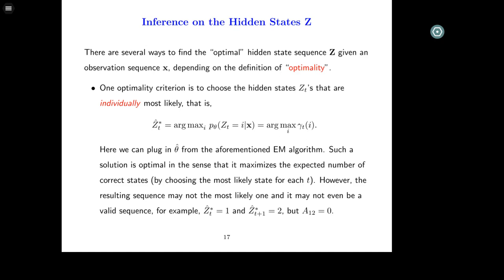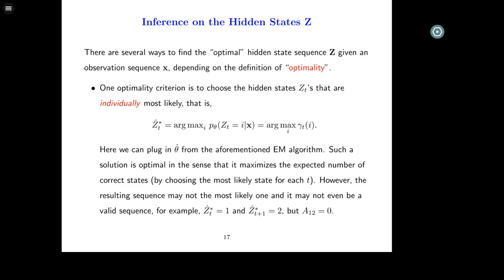It turns out there are two solutions depending on the definition of optimality. One is our best guess for zt will be only based on the marginal distribution over zt, meaning we're going to give a value for zt. It is the most likely value for zt, but marginally, or I call it individually, because we evaluate what is the distribution of zt given x, and that's actually part of the gamma matrix. So you can get this number, then you just assign the value i if i maximizes this conditional probability.